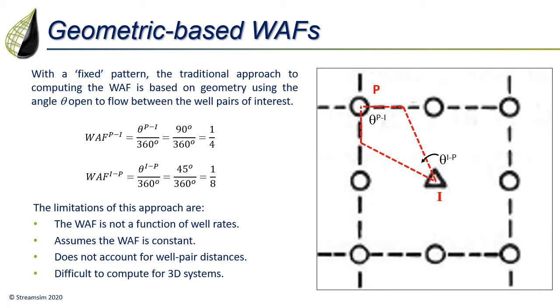With a fixed pattern, the traditional approach to computing the WAF is based on geometry using the angle theta open to flow between the well pairs of interest. Thus, for the inverted 9-spot on the right for this specific IP pair, the producer WAF based on the angle open to flow is 1/4, while the injector WAF based on the angle open to flow is 1/8. Note that for one of the side producers, the production allocation would be 1/2.